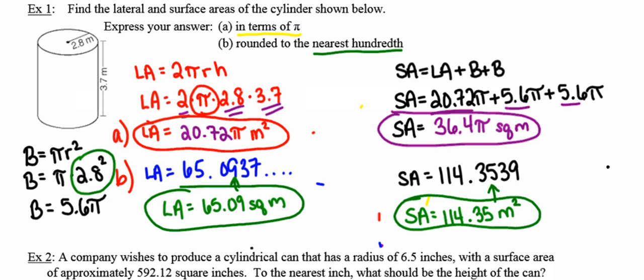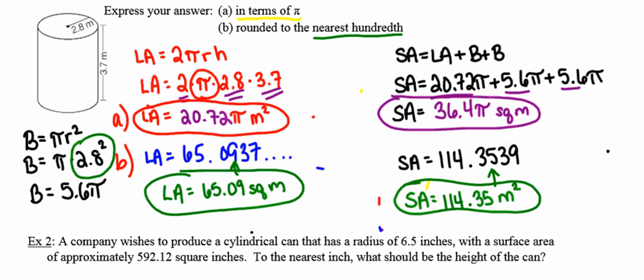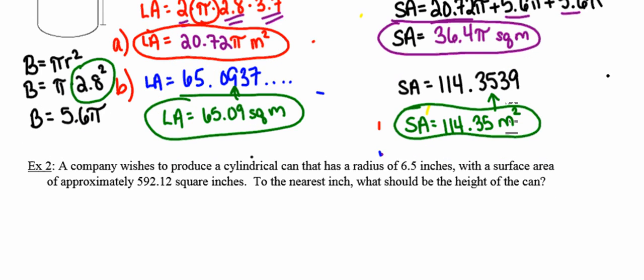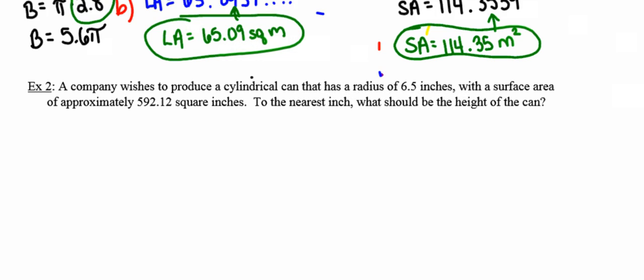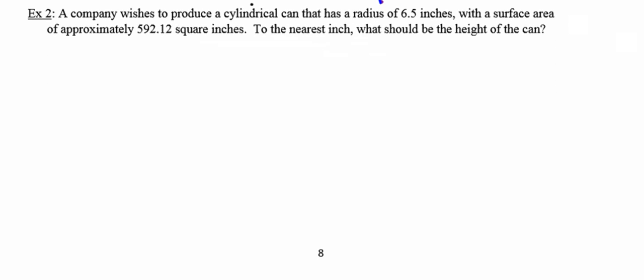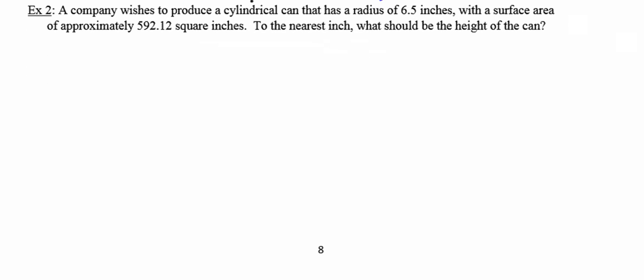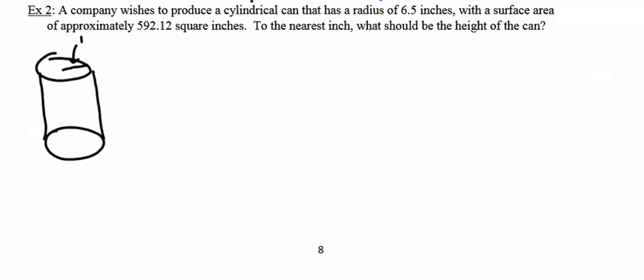All right, so there's a little bit on lateral area and surface area and how to find them. The second example is very interesting, I think, because we have to work backwards. In this particular case, we're given the surface area, and they want us to find the height of the can. Since they don't provide a picture, I'm going to go ahead and draw a cylinder. The way I draw a cylinder is by drawing two parallel and congruent circles, and then connecting those circles with my lateral area. All right, so the radius of this cylindrical can is 6.5 inches.